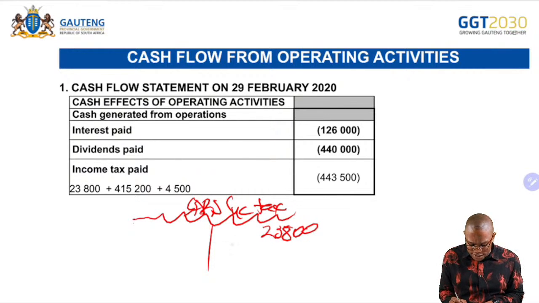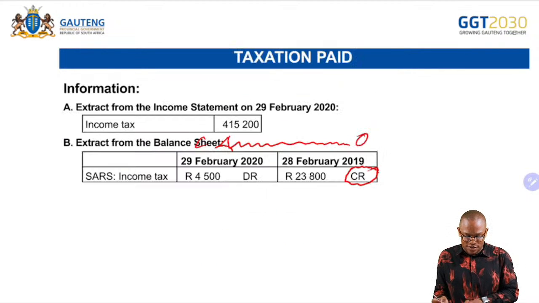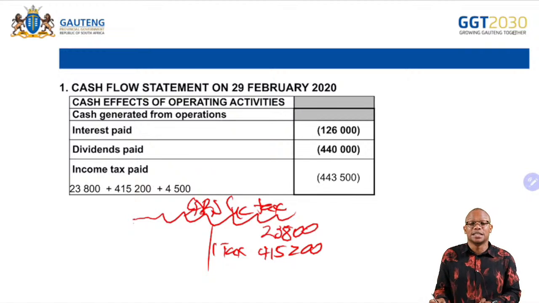But when you do your SARS income tax, remember, your income tax doesn't change. It is always on the credit side. So according to the information that was given, your income tax is 415,200. So you put 415,200. Remember, this one doesn't change. This one was your brought down.